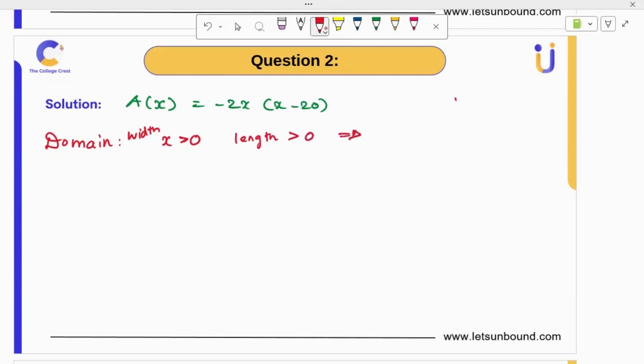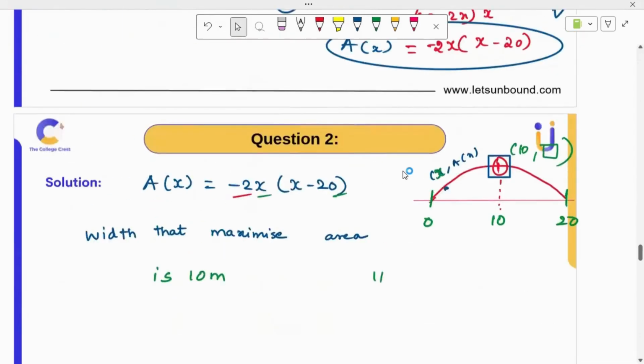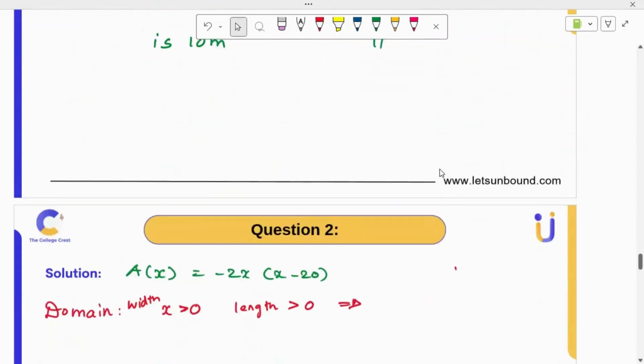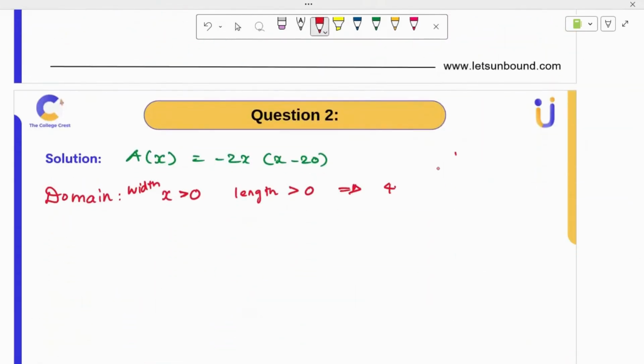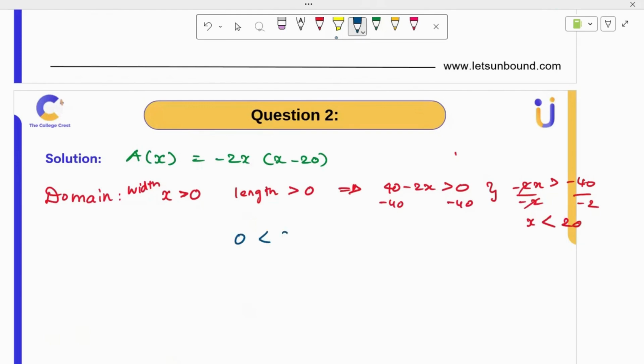What is the length expression? I want the domain, which means I need it in terms of x. So the length is, let's go back and check, 40 minus 2x. So 40 minus 2x should be strictly greater than 0 again. Solve this inequality. Subtract 40 on both sides, you will get negative 2x is greater than negative 40. Divide by negative 2 and flip the sign because I'm dividing by a negative number: x is less than 20. So your x is greater than 0 but less than 20, so between 0 and 20.